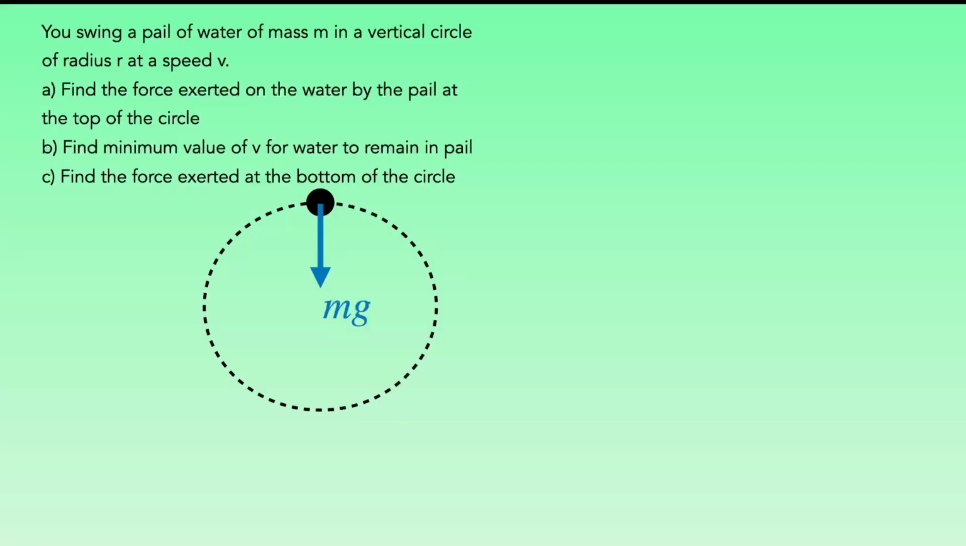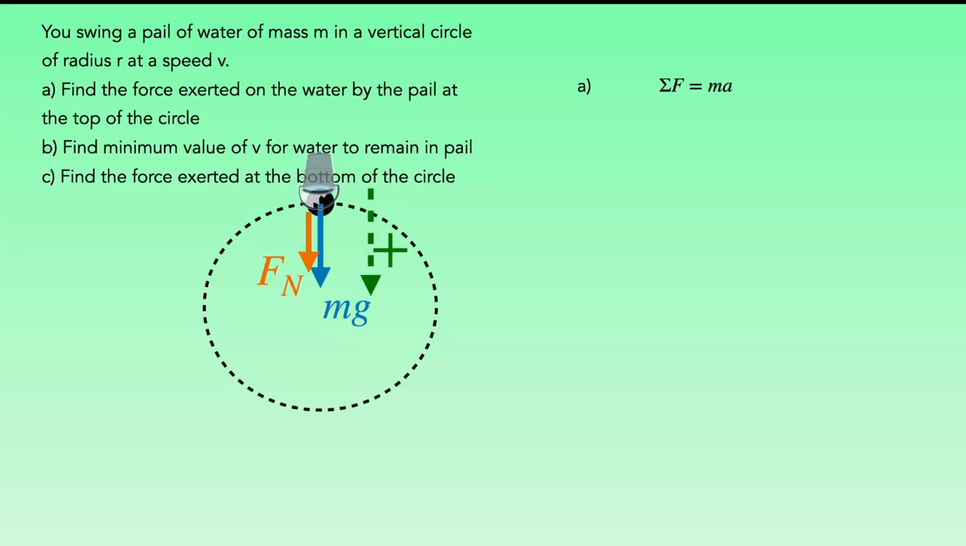At the top we have mg down, but we're also, if we're swinging it, let's say we've tied this bucket to a string and we're swinging it around. The water not only has the weight of the water pulling down, it also has the bucket keeping it from flying out. Okay, so it's exerting a normal force towards the center. Now, if we look at that, we have to define towards the center as positive. That's the way that v squared over r is defined. Towards the center. So we set up Newton's second law.